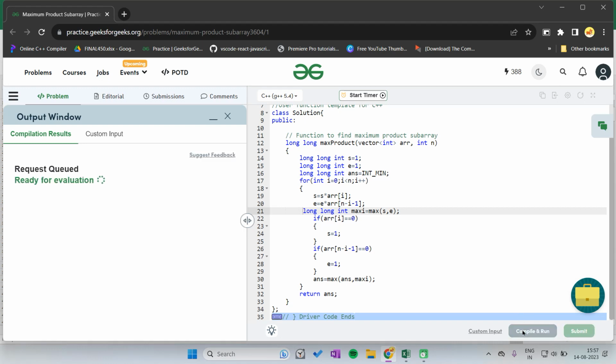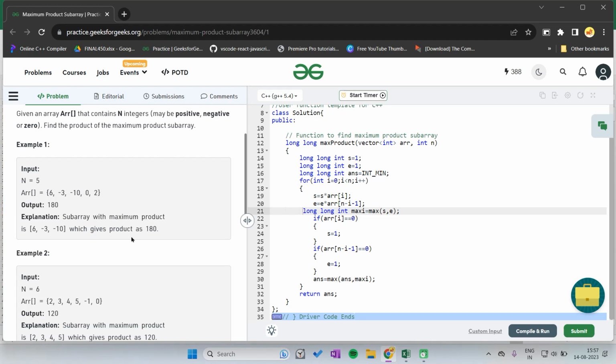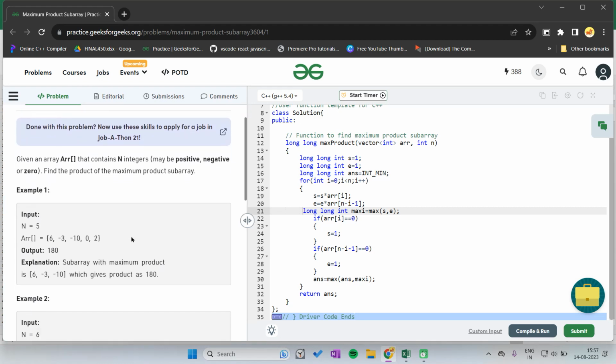Now the compiler runs this. Submit this and check if it's correct or not. So it's solved successfully. Now how does this code run? Let's talk about how this code runs for multiple values.